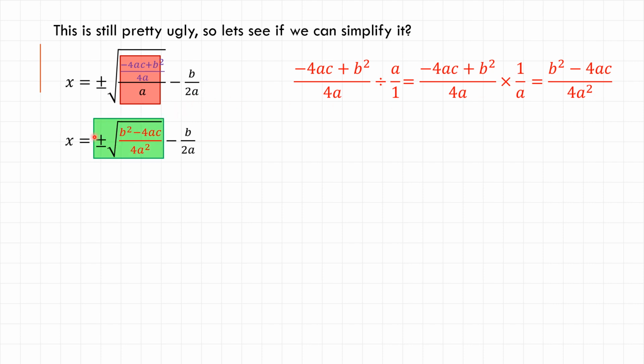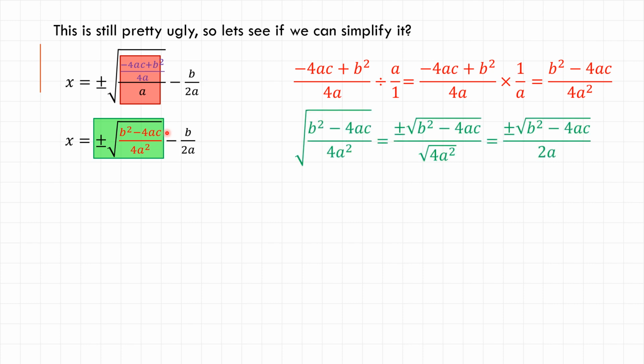And now I'm going to focus on this part right here, the positive or negative square root of that. How can I simplify this? Well, one rule of square roots, which you may not know, and I don't think you need to know this too much, is that the square root of a fraction is equal to the square root of the top divided by the square root of the bottom. And so I can split that square root up just like that. And the square root of 4a squared, well, I'm just going to apply the same rule to square root both of these. So the square root of 4 is 2, and the square root of a squared is just a. And now it's starting to look a little bit cleaner.